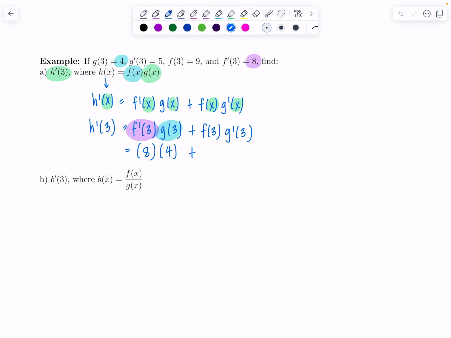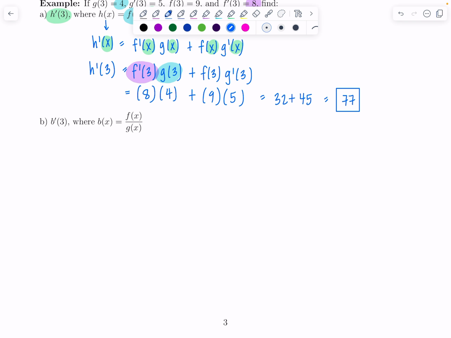Plus, keep going. I don't want it to get too crazy with the colors. F of 3 is 9. And then g prime of 3, 5. So it all works out in the end. Don't stress too much about all these constants. 8 times 4, that's 32, plus 45, 77. Okay, one more like this.